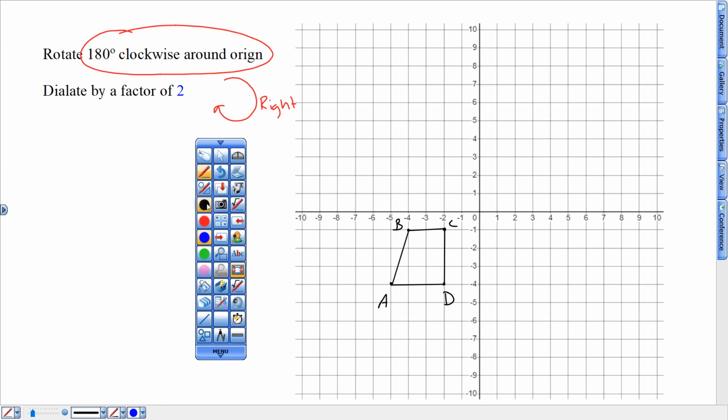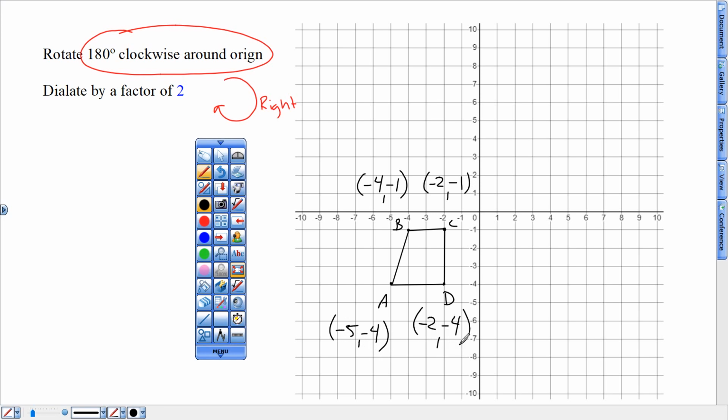So I'd like you to be able to write all coordinates accurately. This B is -4, -1, left 4, down 1. C is -2, -1, left 2, down 1. A is -5, -4, left 5, down 4. And then D is -2, -4.